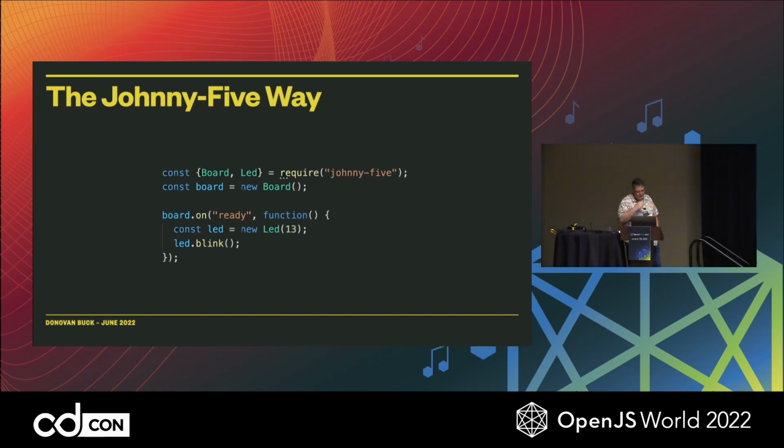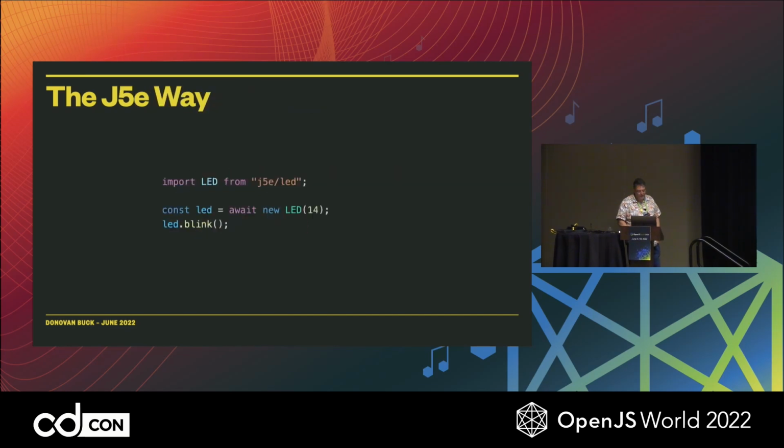So you saw this program earlier, where we're requiring our class, instantiating a board. When the board is ready, we instantiate an LED and tell it to blink. That's the hello hardware world that gets people really excited at a hackathon. With J5e, we can just do this. We can import the class from J5e, instantiate an LED, and tell it to blink. We're using subpath exports with either a manifest file or package.json, depending on the platform, to get just the parts that we need, so it's very small. There are no dependencies to J5e.